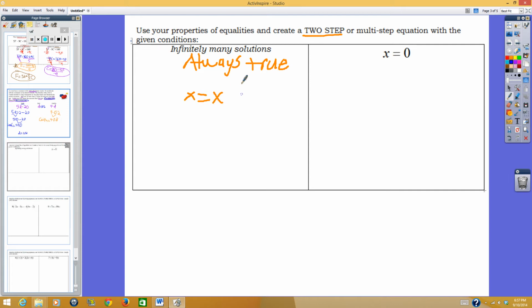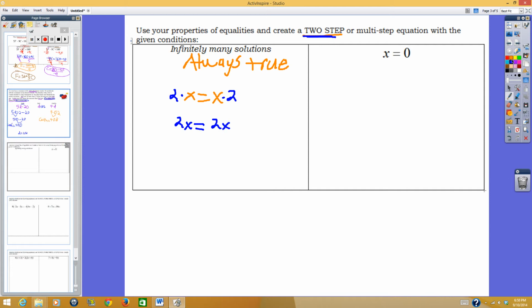It is what it is. It's right there, plain and simple. It's the same thing on both sides. X equals X. Now we have to turn this into a 2-step equation. So literally you could do anything you want to both sides as long as you're doing the same thing to both sides, and you're going to get a 2-step equation. But for me, I am going to multiply by 2 to both sides just because I felt like it. So now I've got 2x equals 2x.